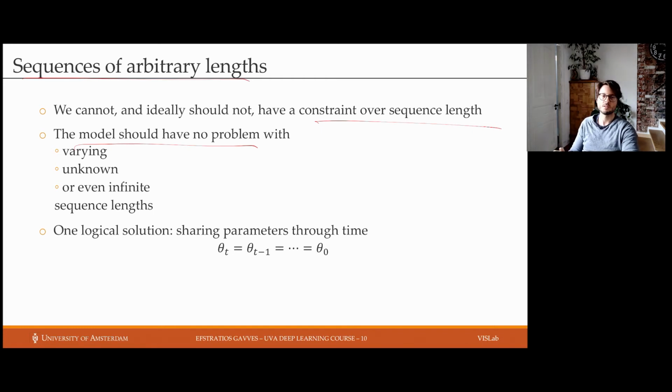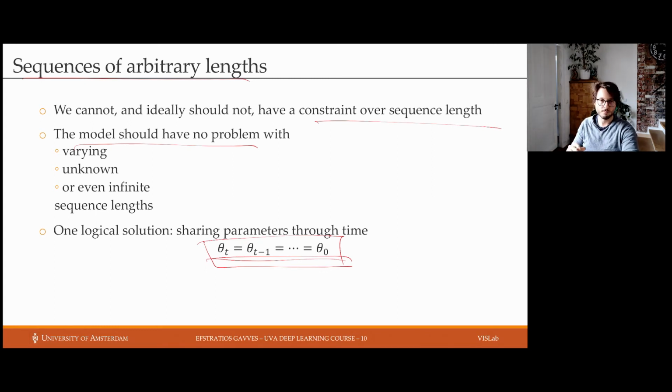What about infinite sequences? That's actually a big problem. One logical solution is to reuse parameters, to share parameters through time. This means that we don't have to learn different parameters for every time step. We can learn them once and then reuse them. In comparison, imagine if you had an infinite convolutional neural network, then you would have to learn infinite filters for each of the layers, right?